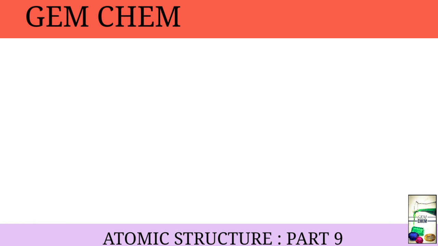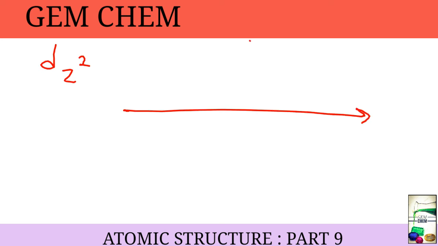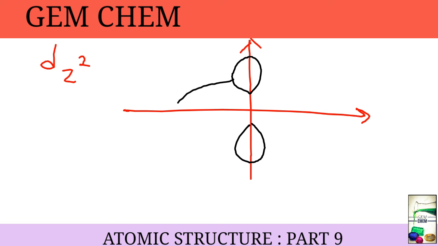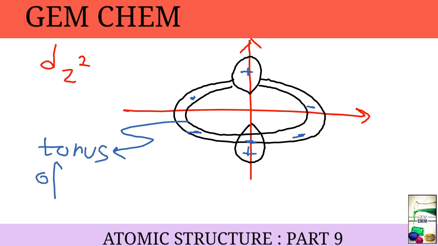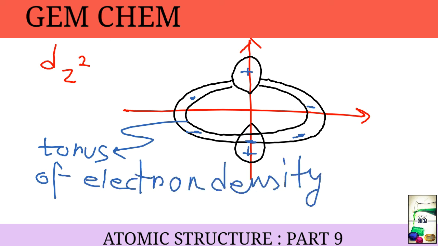And for dz square, the ultimate one, it will be like this. If we draw the axes, it is the easiest one. We know how it looks. It is like this. Here one dumbbell, here one dumbbell, and one coming from outside and going inwards. This is the circle. One thing important to know for this one is that this circle has negative charge and this one has positive charge, or the positive phase, and this is known as the torus of electron density along the xy plane. Torus of electron density, and it is present along the xy plane. This is important.